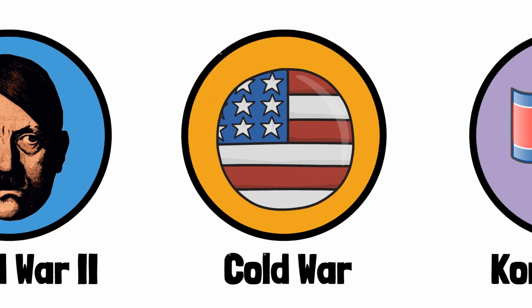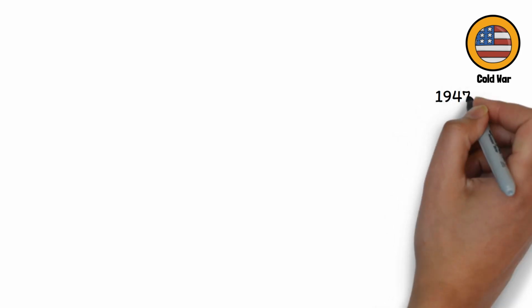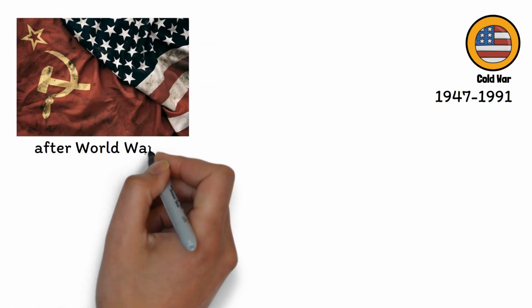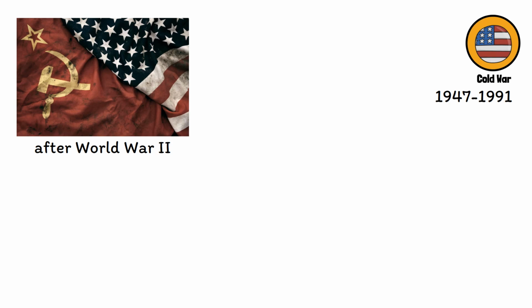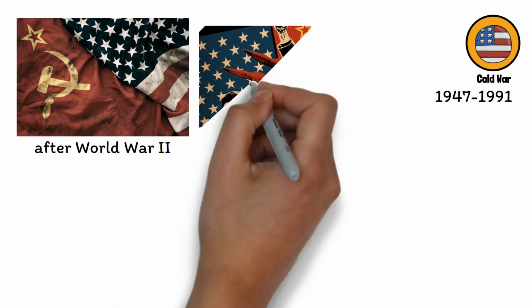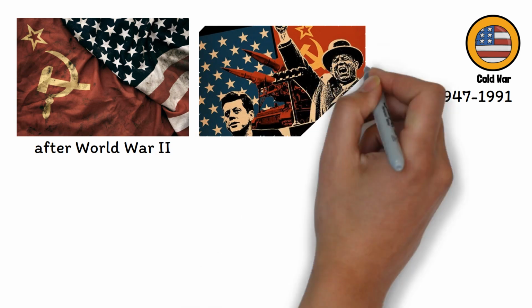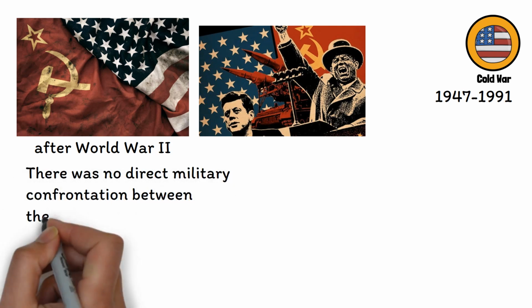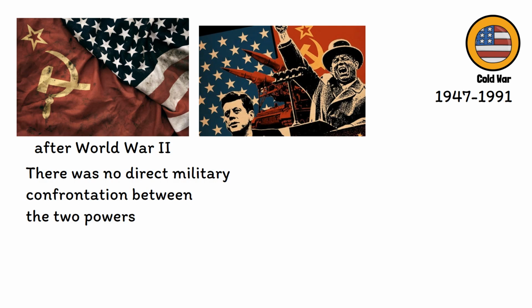3. Cold War, 1947–1991. A period of geopolitical tension between the United States and the Soviet Union, USSR, after World War II. It was characterized by a rivalry between the two superpowers, ideological differences, capitalism versus communism, and the development of nuclear weapons. Although there was no direct military confrontation between the two powers, proxy wars and arms races were common.